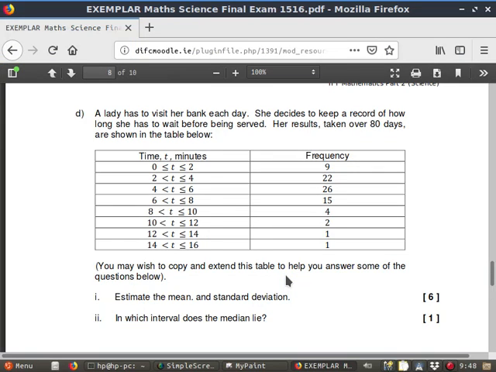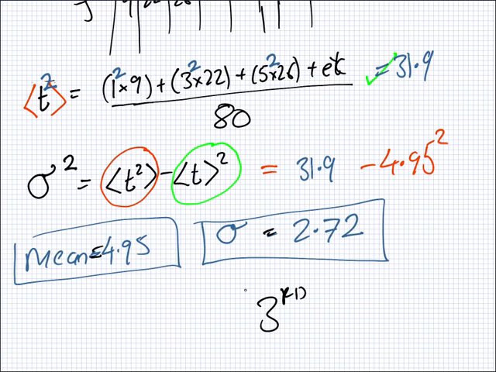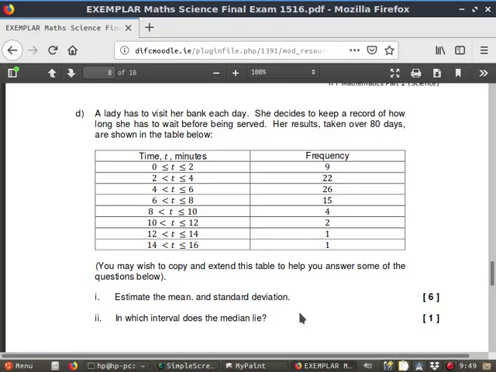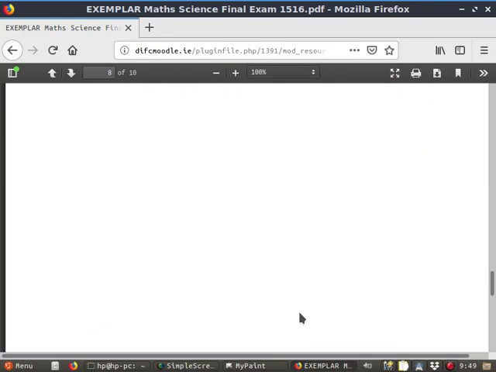How do you write that? Oh, you could just write 4 to 6. Okay. Is that it for 7 marks there? Yeah.